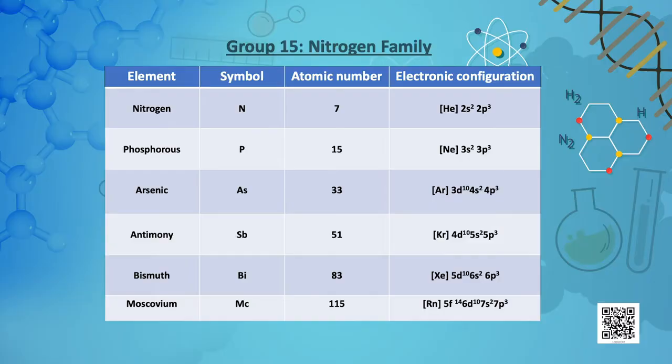Today, we will discuss group 15 elements, which is called the nitrogen family. The elements present in this group are nitrogen N, phosphorus P, arsenic As, antimony Sb, bismuth Bi and moscovium Mc.